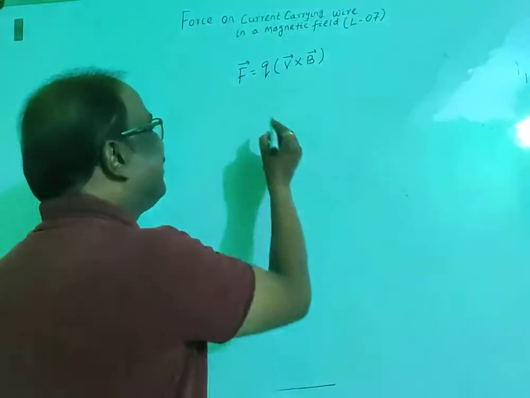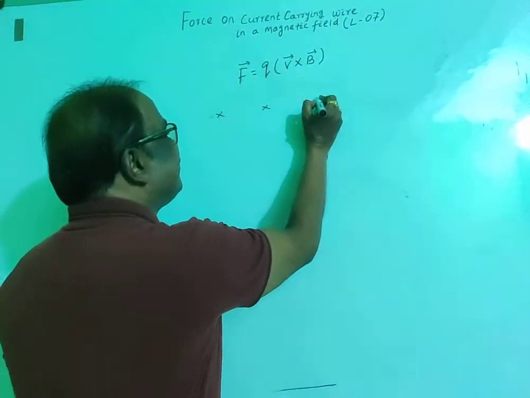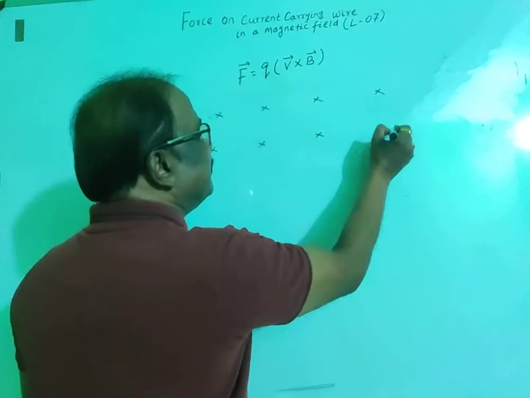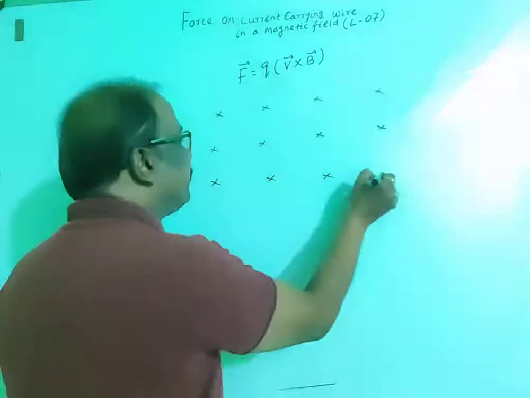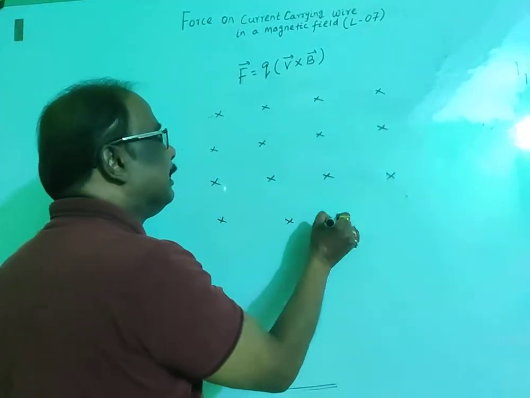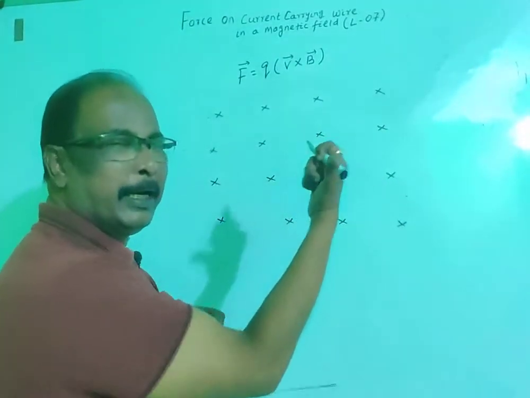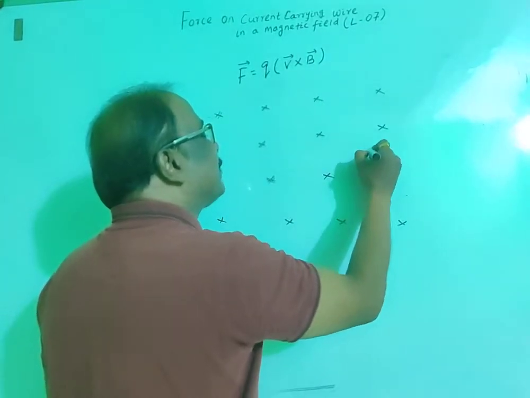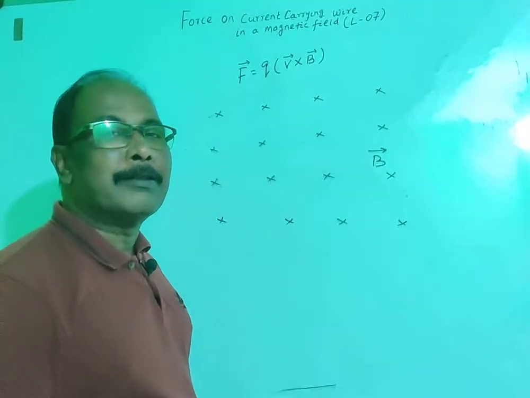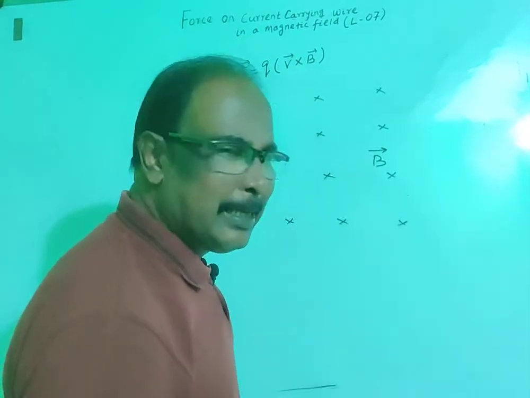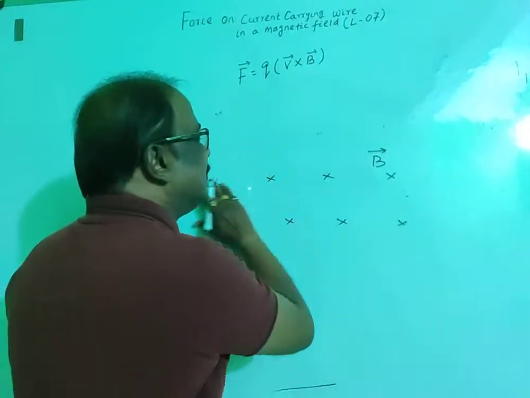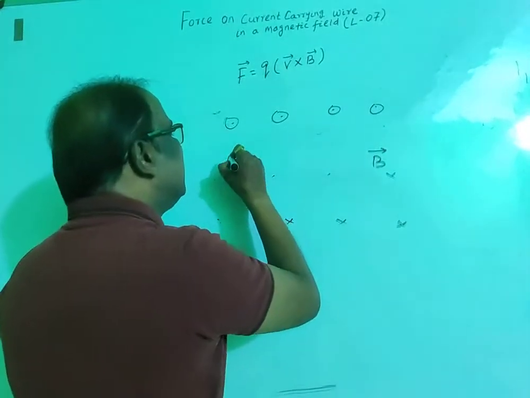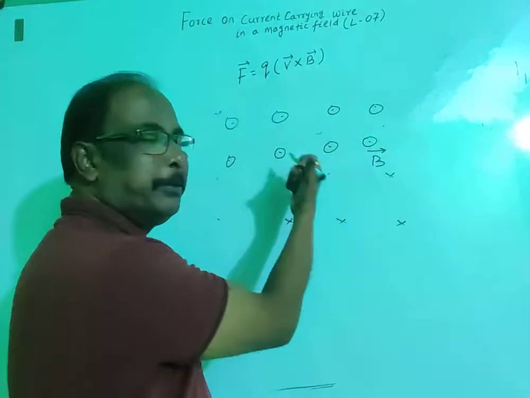Let's consider a uniform magnetic field. Here I have taken the magnetic field inwards, meaning perpendicular to this plane, and the direction is inwards. We may also take an outward magnetic field, and here the magnetic field is uniform. Let the strength of the magnetic field be B. You may take it like this, or you may take dot fields, a uniform magnetic field. Here the magnetic field is in the outward direction.